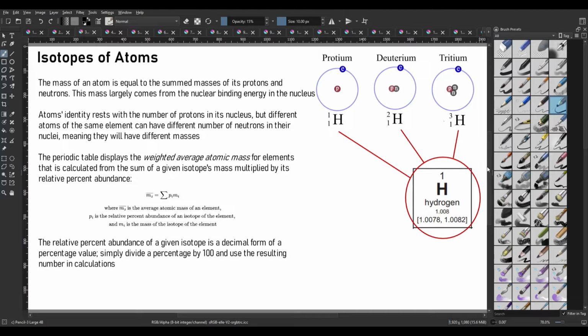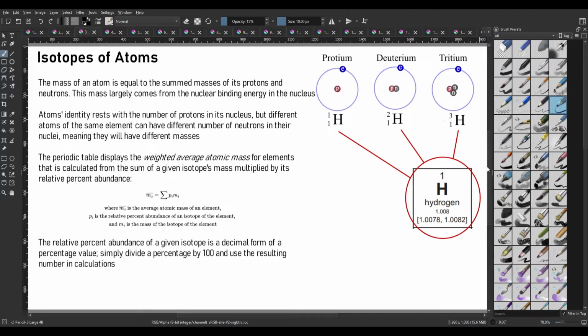And that's because atoms are going to have different isotopes. Every atom is going to have multiple isotopes of itself. And so the slide says the mass of an atom is equal to the sum masses of its protons and neutrons. This mass largely comes from the nuclear binding energy in the nucleus. We'll get to the nuclear binding energy in the nucleus here in a little bit, but for now all we're looking at is the idea that atoms have different isotopes. So the same atom, they just have different numbers of neutrons, different weights, different masses.